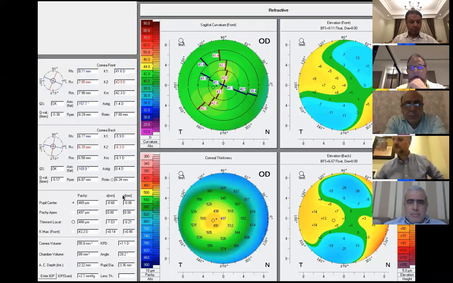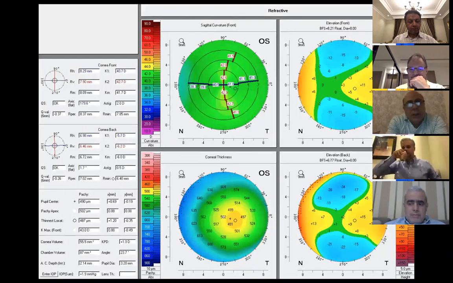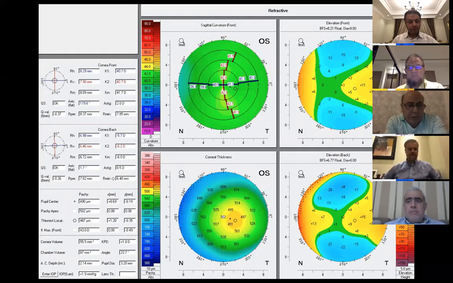Okay, lens-based, you mean clear lens extraction with premium IOL? Yes. Not phakic IOL, because the anterior chamber depth is very low, 2.2 in the right eye. It's 2.14. The phakic IOL is not commonly used in hyperopes, mostly in myopes, because of the anterior chamber depth. So for the right eye, I would think lens-based with premium IOL.